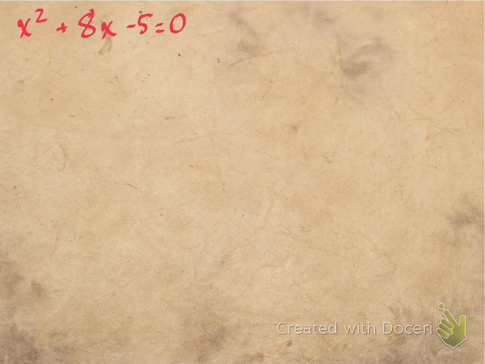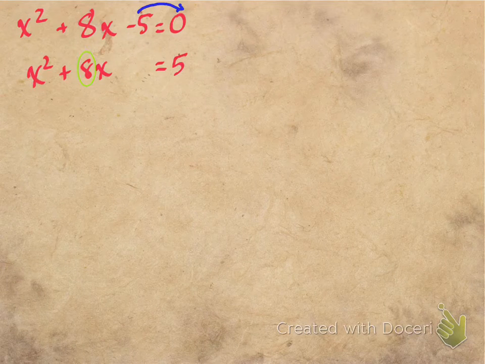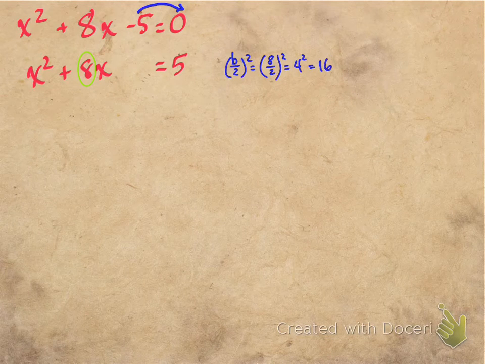x squared plus 8x minus 5 equals 0. We're going to move the constant over to the other side of the equation, and then we're going to look at b. So there's the first step. Now look at b. b over 2 squared will be 8 over 2 squared. 8 over 2 is 4, and 4 squared is 16. So we're going to add 16 to both sides of the equation. x squared plus 8x plus 16, and then the right side is going to equal 21, because 5 plus 16.